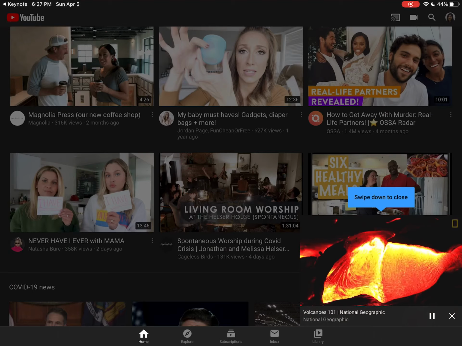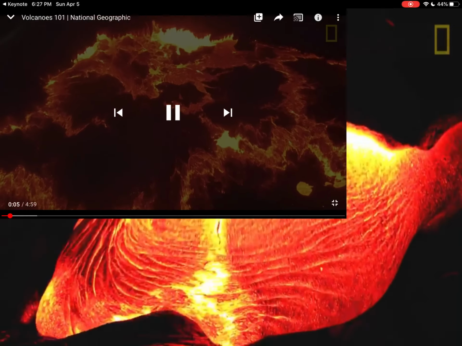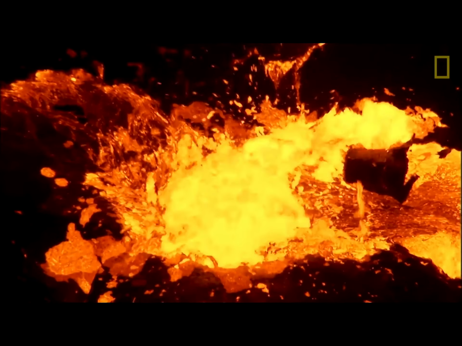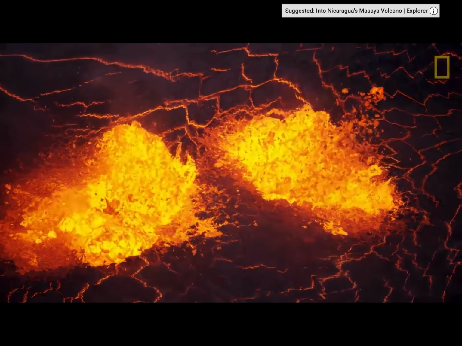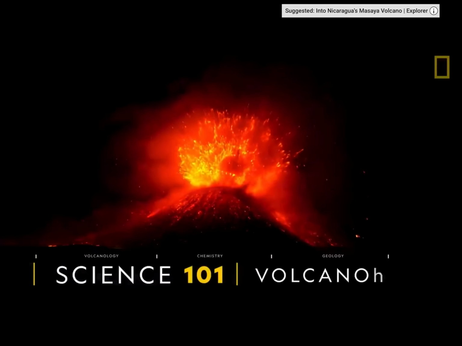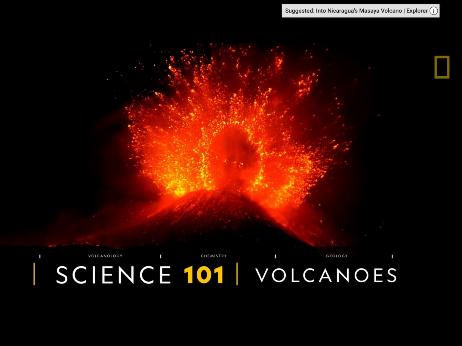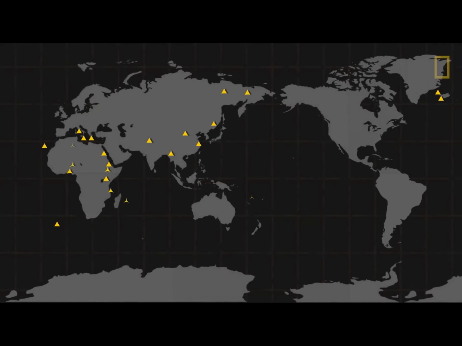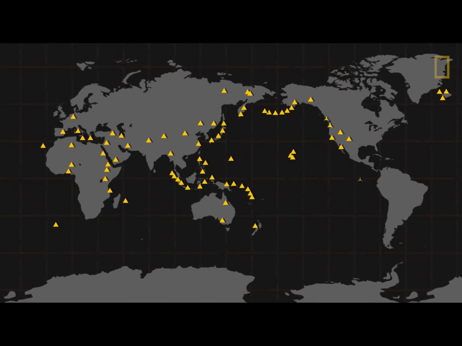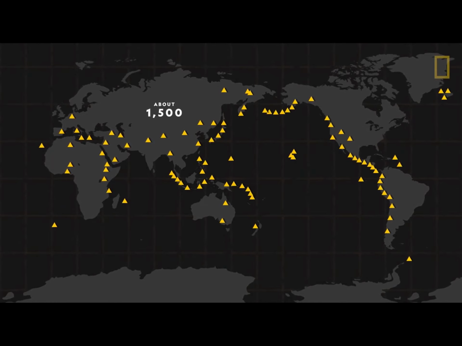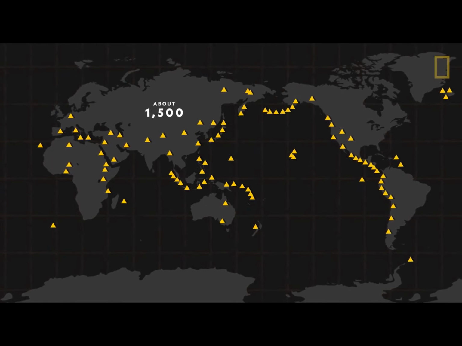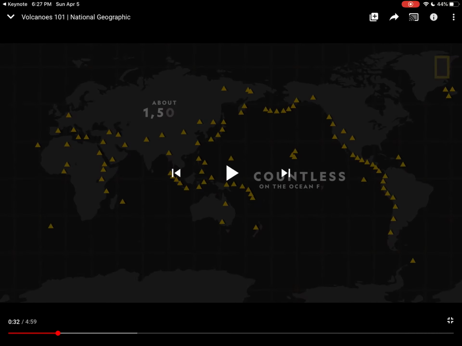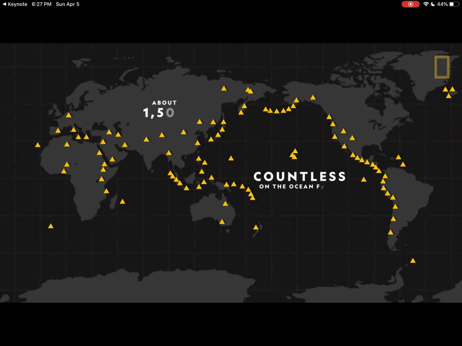Portals into the heart of the earth. They burn. Bottomless cauldrons fueled by an ancient wrath, bubbling and boiling thousands of miles beneath the surface and just waiting to burst through. Volcanoes are scattered across the planet. About 1,500 active volcanoes can be found across the world, though countless others are on the ocean floor.